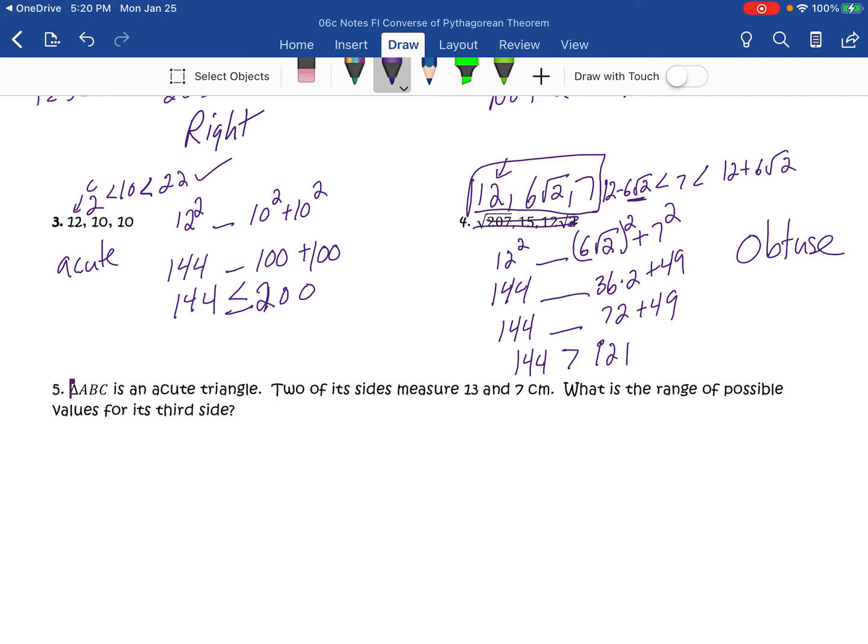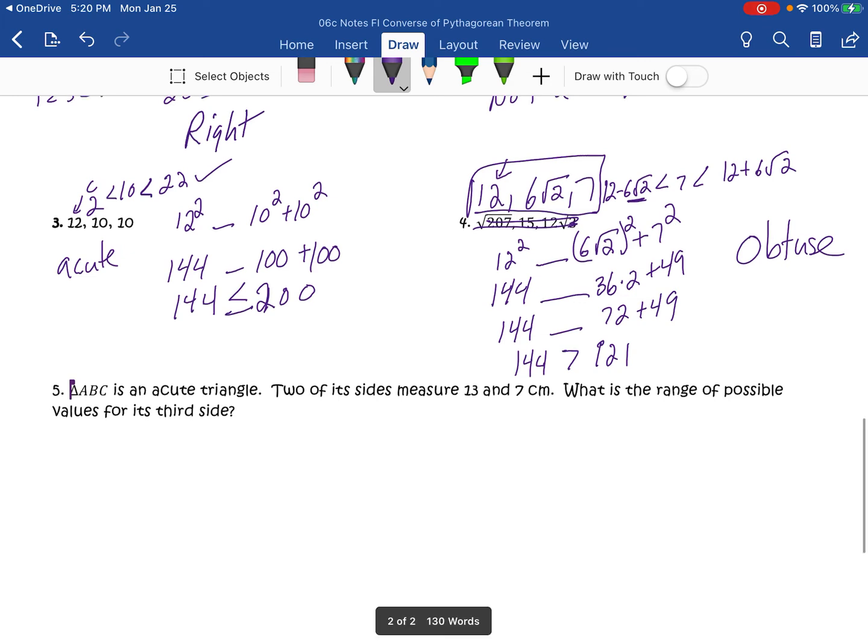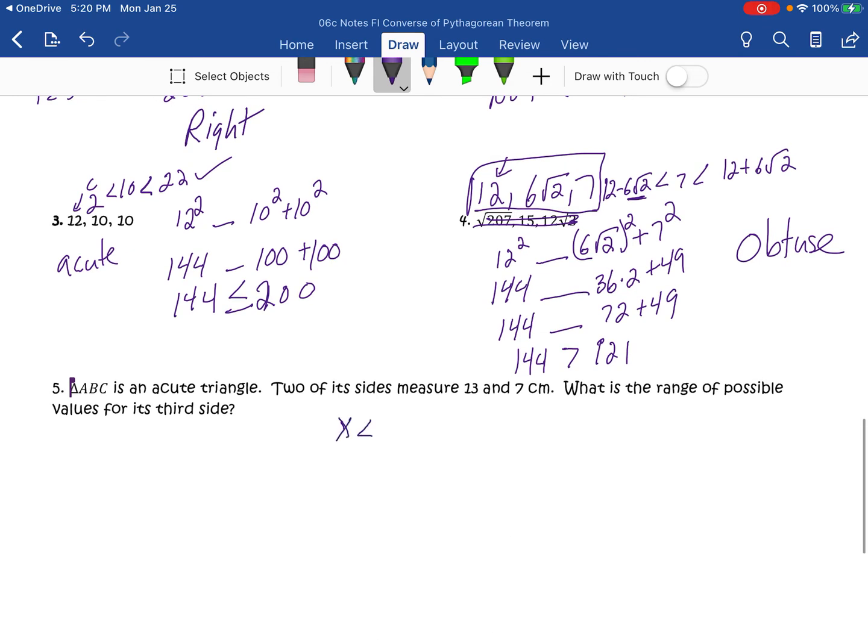So, one of the first things that we can determine is, I know that if it's an acute triangle, and two of the sides measure 13 and 7, my third side has to be greater than the difference and less than the sum. So my third side, one of the first things I know is it's got to be less than 13 plus 7 and greater than 13 minus 7. Okay, so 13 minus 7 is 6. And it has to be less than 20. Okay.